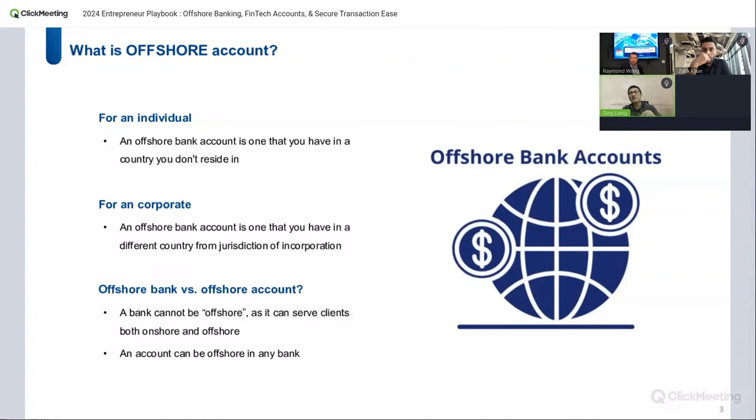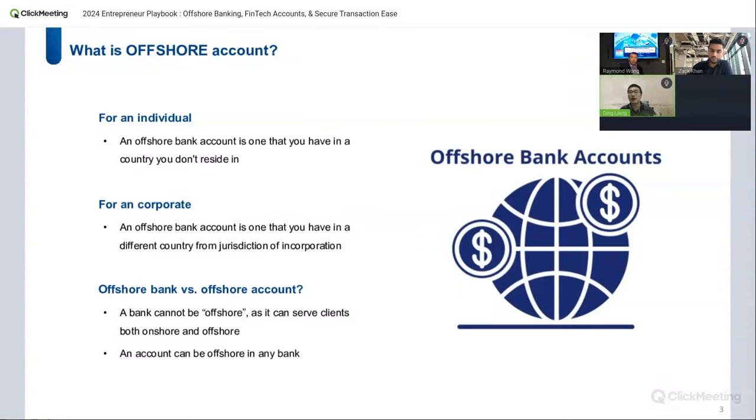The term offshore is used to describe the particular bank account, not the bank. It's hard to say a bank is offshore, but we should say this bank account is offshore and another bank account is onshore. That's how we understand the term offshore. So if I'm living in Beijing, mainland China, and I open an account in HSBC Hong Kong, I get an offshore account for myself. But it's hard to say HSBC is an offshore bank. That's just not correct.